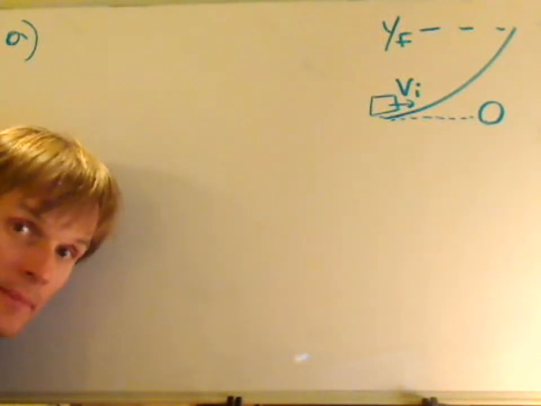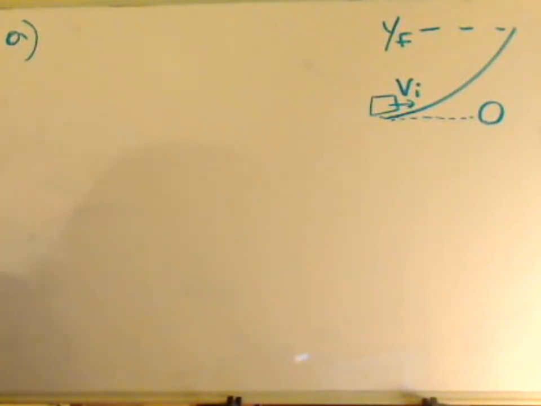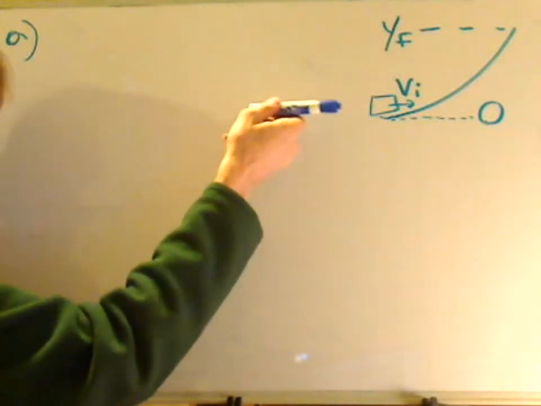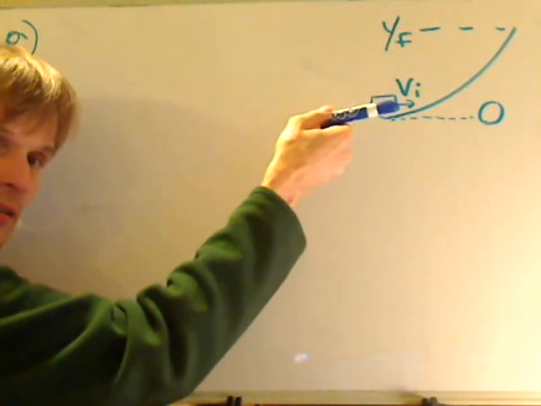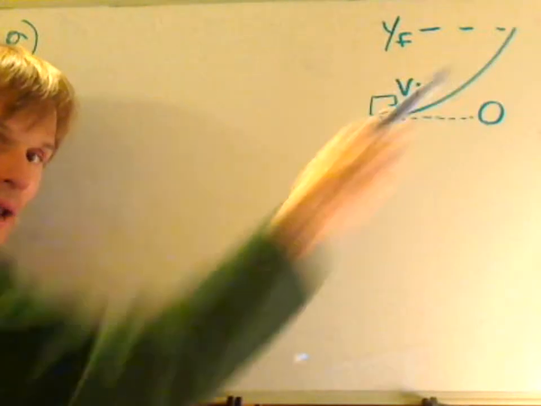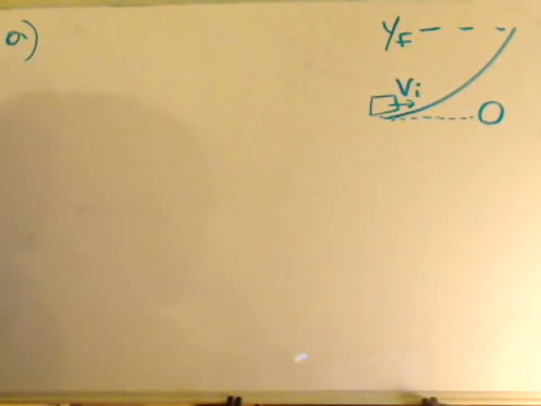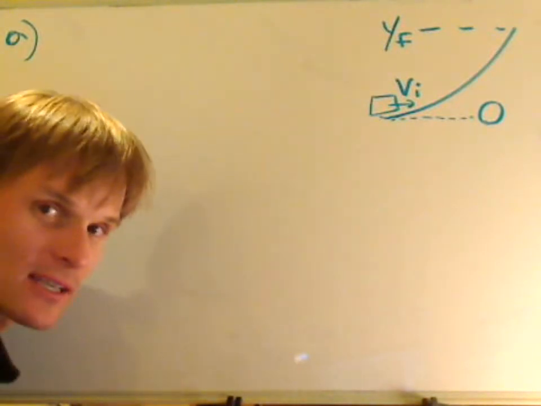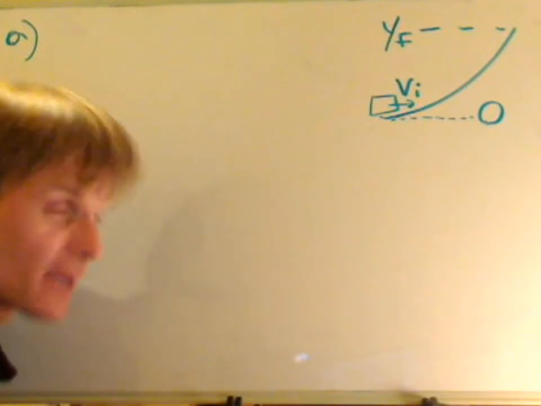Okay, let's work this example. In this problem, we have a car that's coasting along at 110 kilometers per hour, and we want to know how high up some road it goes. The first thing we want to do is get our velocity into normal units, meters per second.